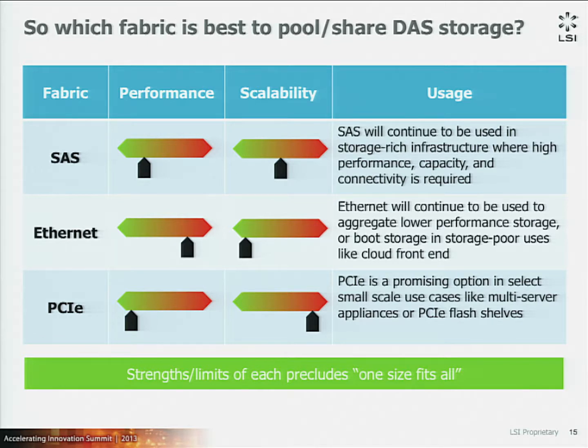PCI, on the other hand, is very, very high performance, but it doesn't scale quite as well. I think PCI probably fits well, certainly for a single server, maybe for 2 or 4 servers, maybe up to 8. But PCI really works best inside a single chassis. We don't really think that it scales to the rack, at least as it is today.